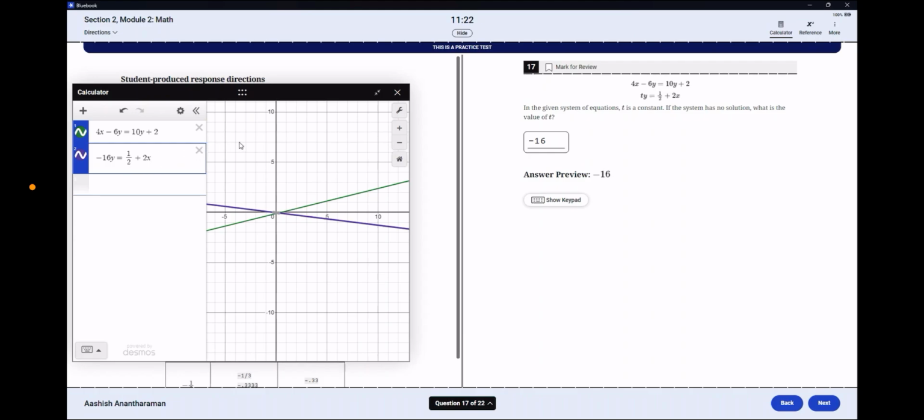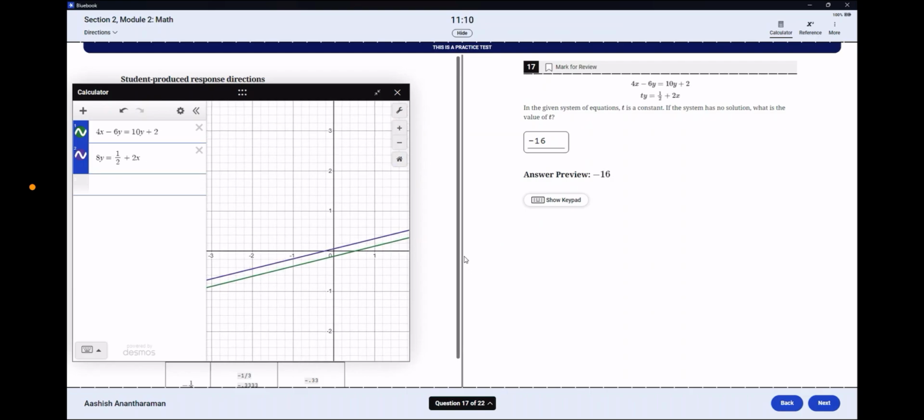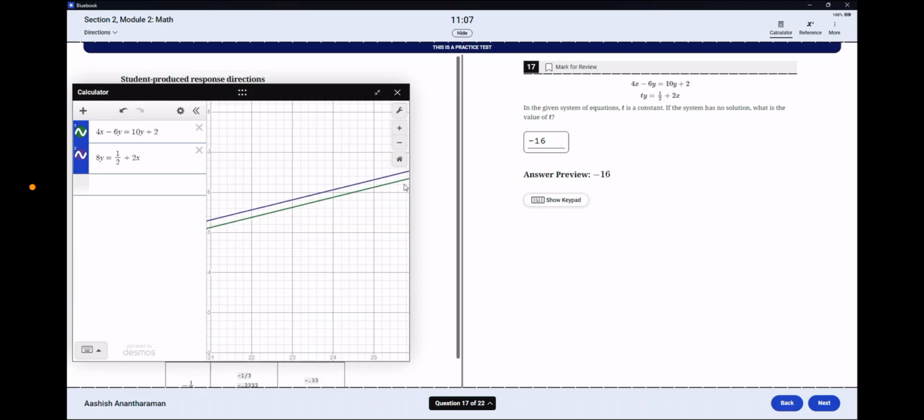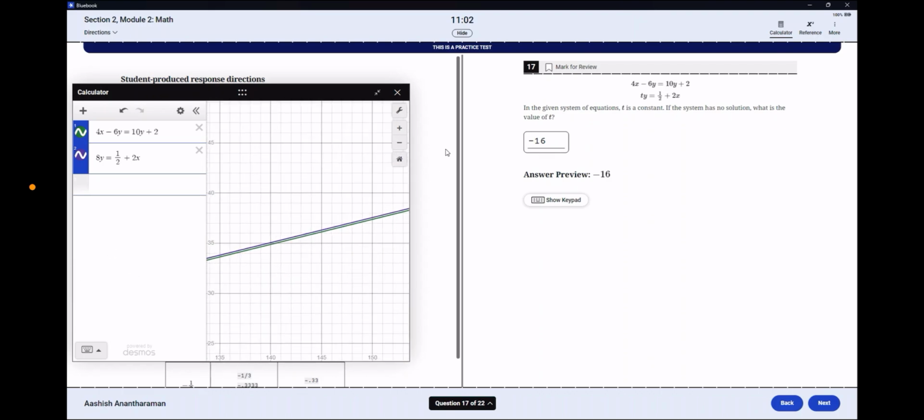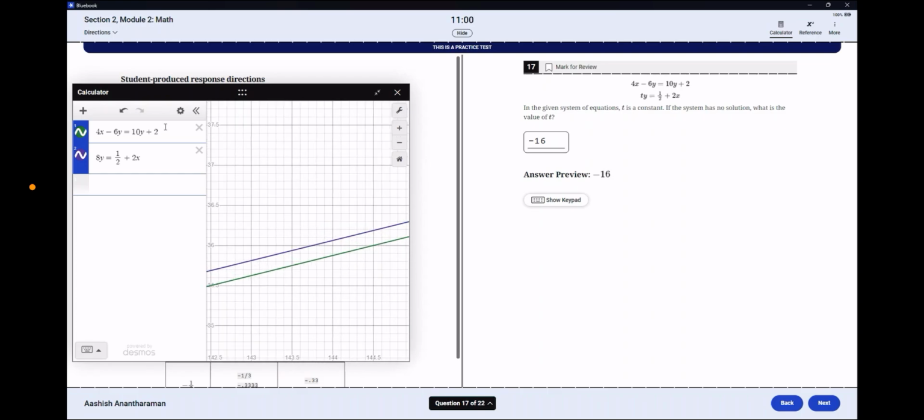Okay, looks like that didn't make sense. Let's try positive numbers. Again, sometimes you plug in answers. So what I'm going to do here is negative 16y. You're going to find two parallel lines, because that is what is going to give you two lines that don't have a solution.